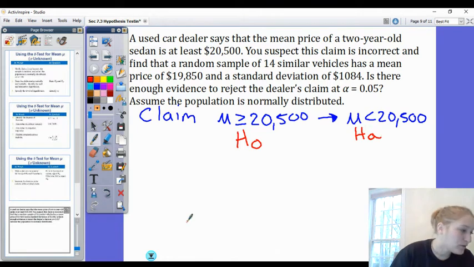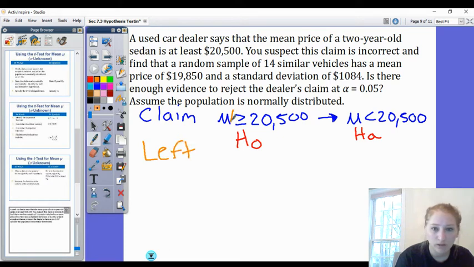The next thing I want to note is this is going to be a left tail test. How do I know that this is a left tail test? We've been talking about this before. If your null hypothesis is a greater than or equal to, that's going to be a left tail test. And this is what tells me that it's a left tail test.